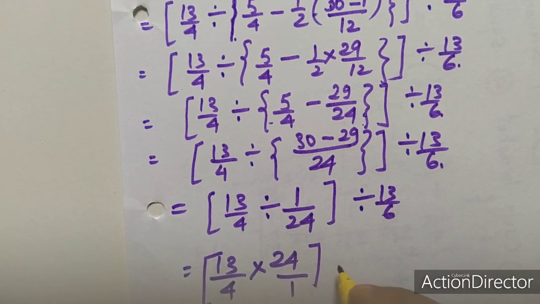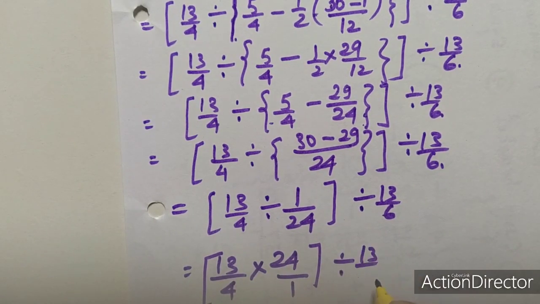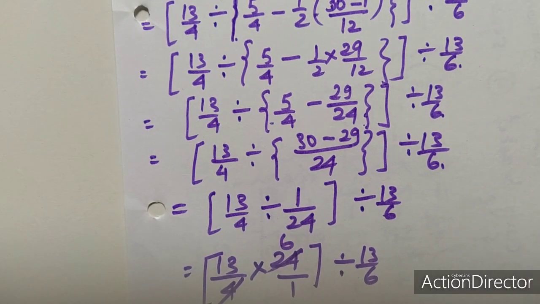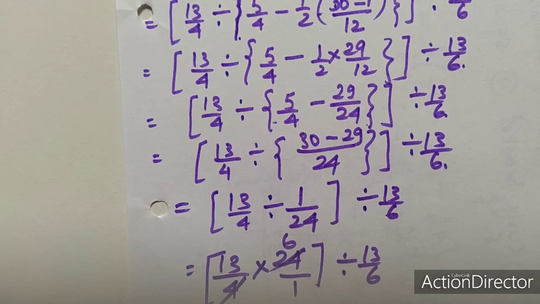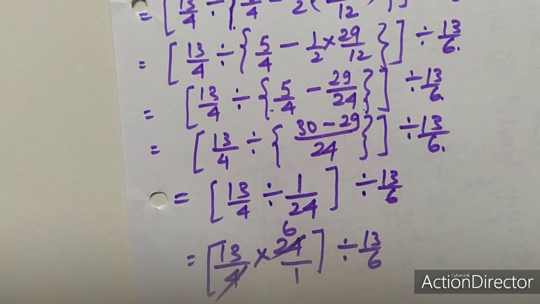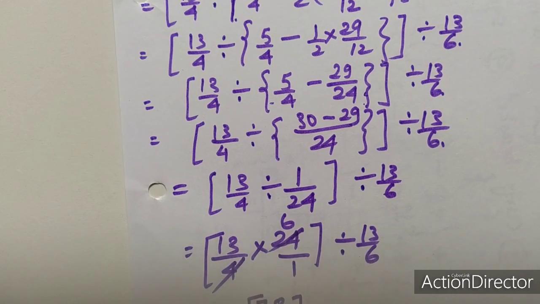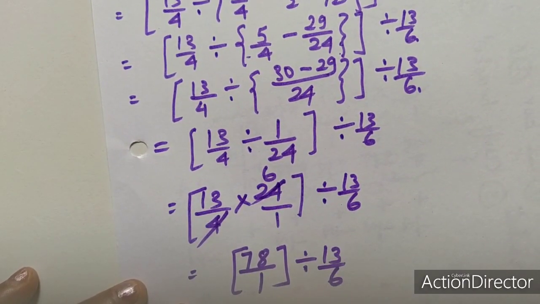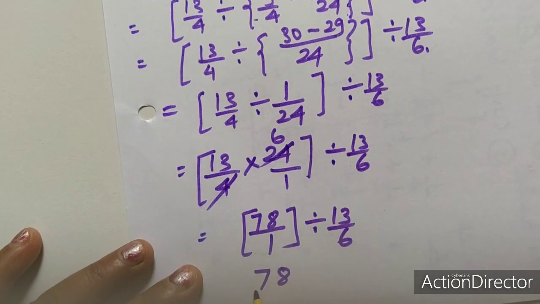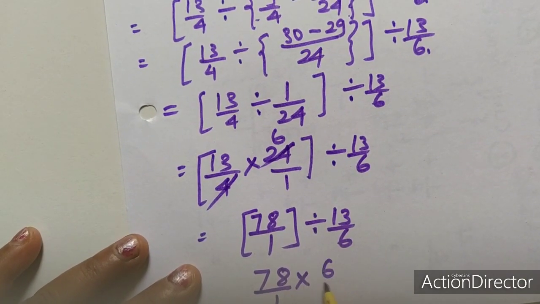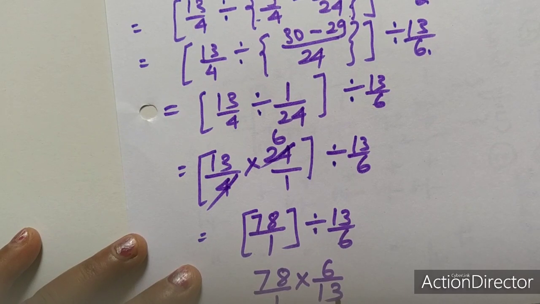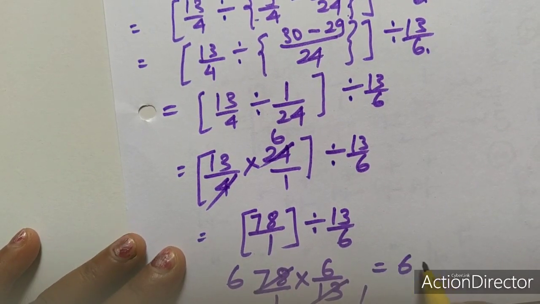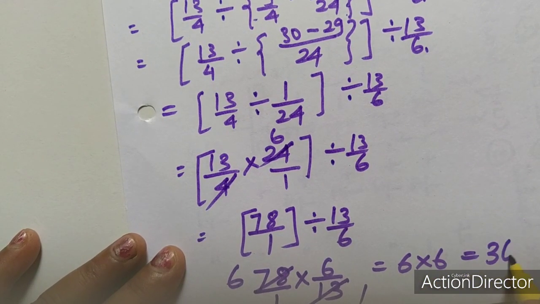It is in the bracket. Sign division, 13 by 6 as it is. We can cancel these two. 4 6s are 24. Now 13 6s are 78. So 78 upon 1. It is in the square bracket and it is not compulsory to write it here. Leave it, no problem, okay? Because only one number is there. After that we have to write 78 upon 1 into 6 by 13. So 13 ones are 13 and 13 6s are 78. So 6 into 6 will be 36.